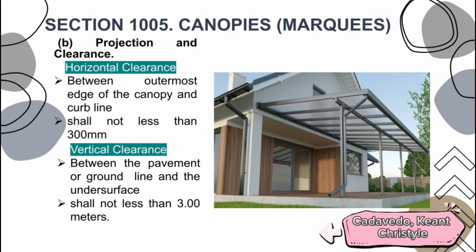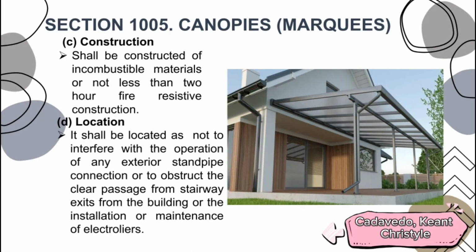B. Projection and clearance. So, projection and clearance, ito yung sukat na dapat masunod sa isang canopy kapag i-attach ito sa isang building. So, sa horizontal clearance, between outermost edge of the canopy and curb line shall not less than 300 mm. And then sa vertical clearance naman, between the pavement or ground line and the undersurface shall not less than 3.0 meters.